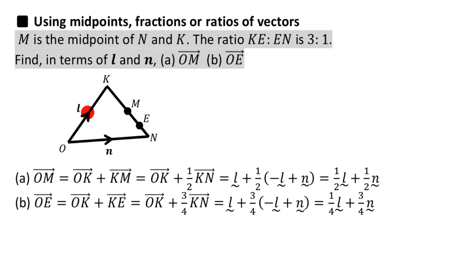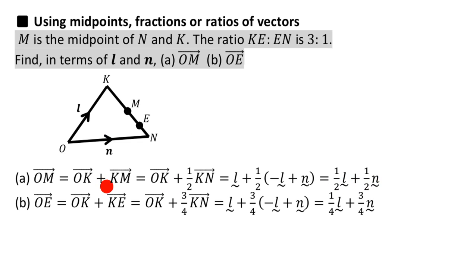Anyway, so minus L plus N is K to N, but K to M is half of K to N, so I'll write half of minus L plus N. Then you just simplify that like you do with normal algebra. So this is L plus half of minus L, so L minus half L is half L, and then half times N is half N. So you've just worked out O to M. O to M equals half L plus half N.